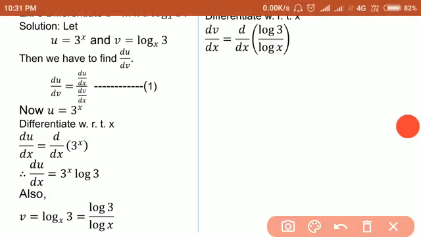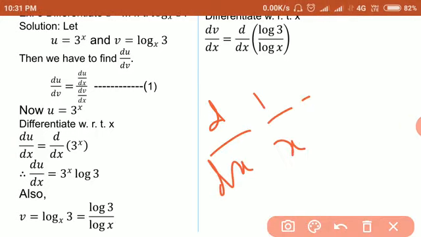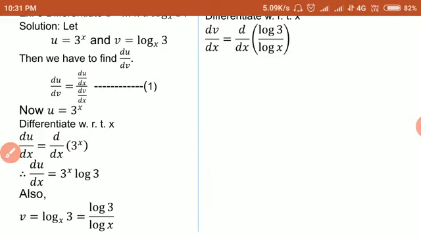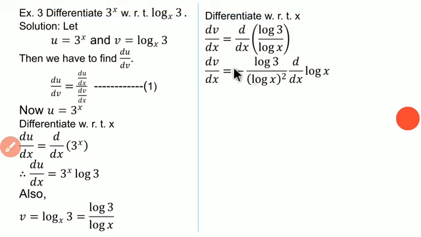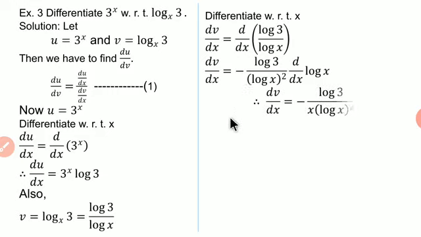And we know the derivative of 1 upon x is minus 1 upon x square. But here we observe that instead of x, log x is there. So again the derivative of log x comes in multiplication, and so here we get dv by dx is equal to minus log 3 divided by log x bracket square into d by dx of log x. Now since the derivative of log x is 1 upon x, therefore we get dv by dx is equal to minus log 3 upon x into log x bracket square.